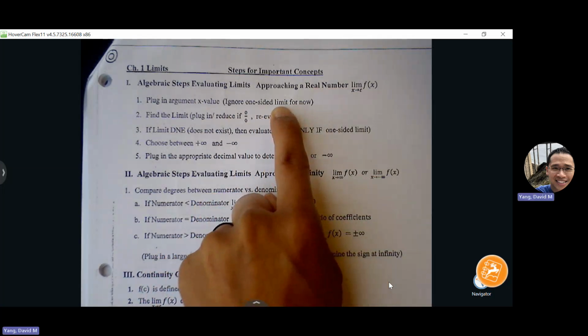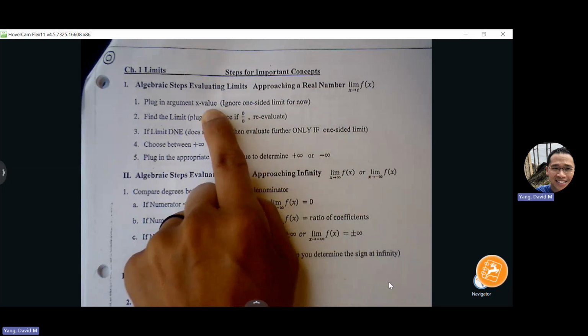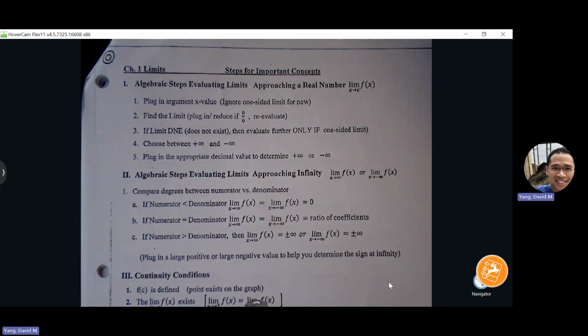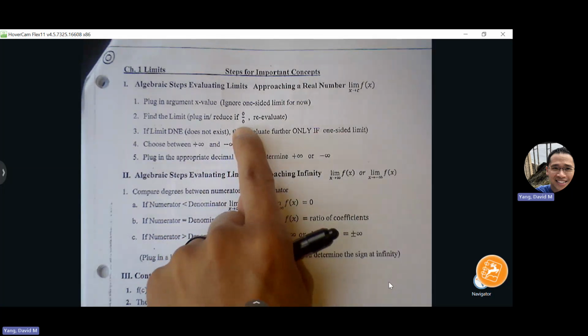Ignore one-sided limit. Sometimes you're going to be tempted to say, maybe I should do decimals, because there's a one-sided limit. Don't do that. Always plug in your x value. Always do direct substitution. And then you have three options that you can get. You're either going to get a real number, which if you do, then you end the problem. There's nothing more to do. Or you get indeterminate form, which is 0 over 0.